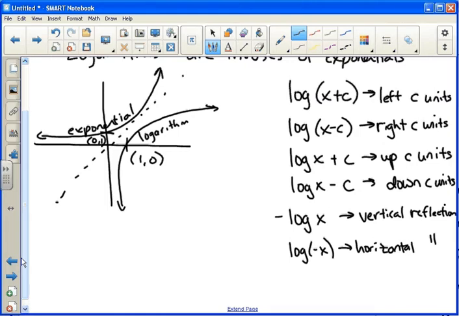So I'll just draw some quick pictures of this. This one would look like this, something close to that. And then log of negative x would look like this. So you can see it flips it up and down for the negative log, and flips it left and right for the log of negative x.